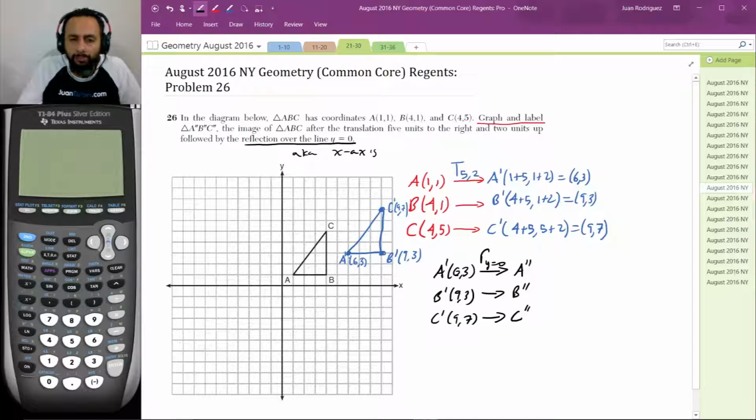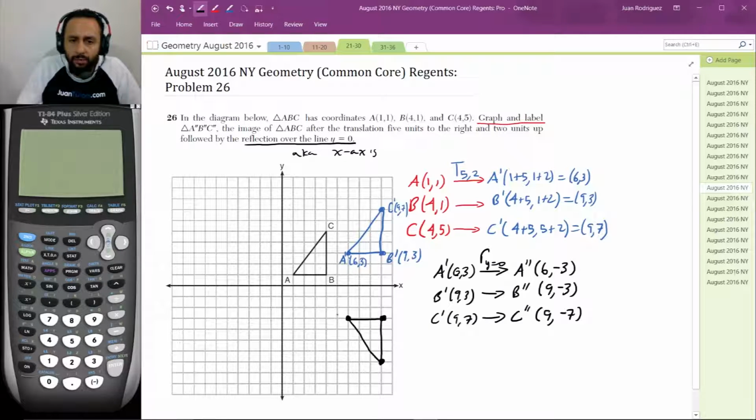If you want to do it algebraically, notice that the x coordinates are the same, but the y coordinate is negated, and that's exactly what we do. A double prime is (6,-3), just negate that y coordinate. B prime is 9, negate the 3, so (9,-3). And then C double prime is 9, negate the 7, (9,-7). And that's it. So A double prime, B double prime, and 7 units down is C double prime. Connect those dots.